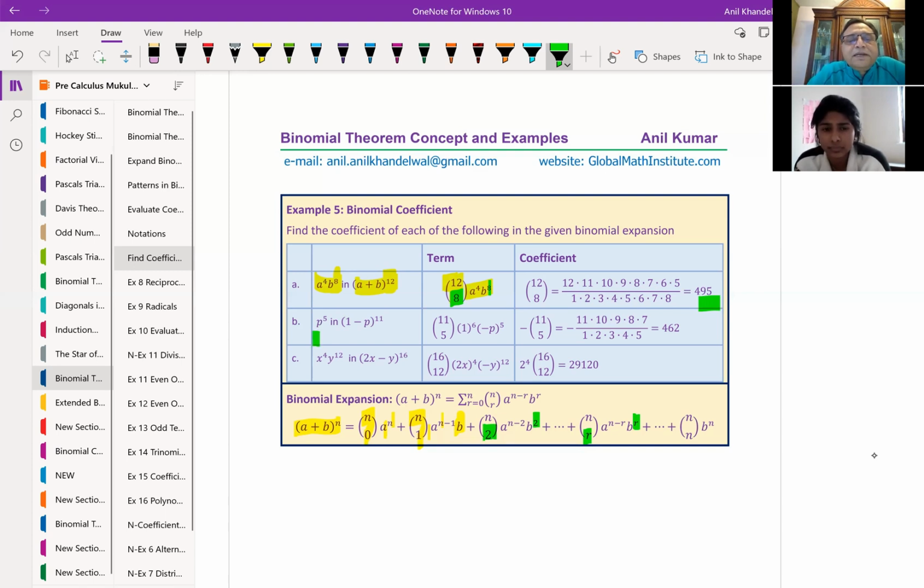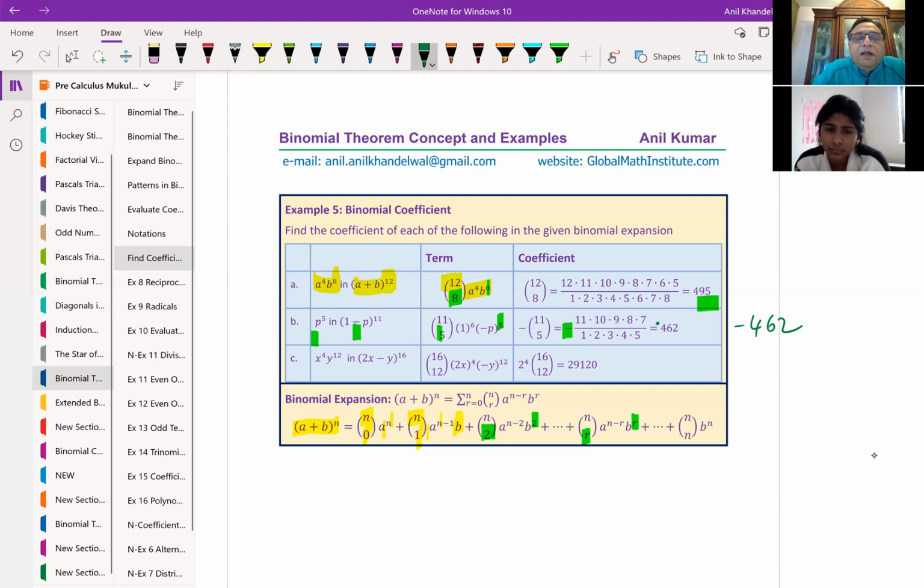Second, we have taken the second example, p to the power of 5 in (1 minus p) to the power of 11. Now, when we talk about p to the power of 5, that means we have an odd power of minus p. An odd power of minus p will result in a negative term. So in this case, the answer will be negative. So I should have written here negative 462. So this is minus 462.